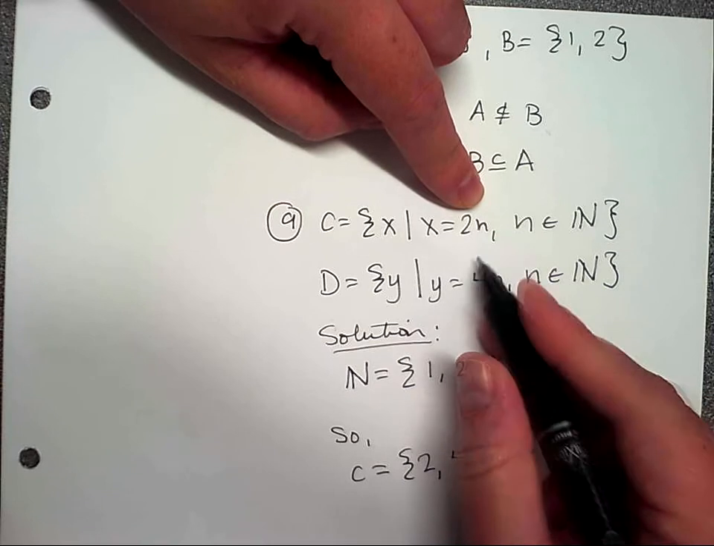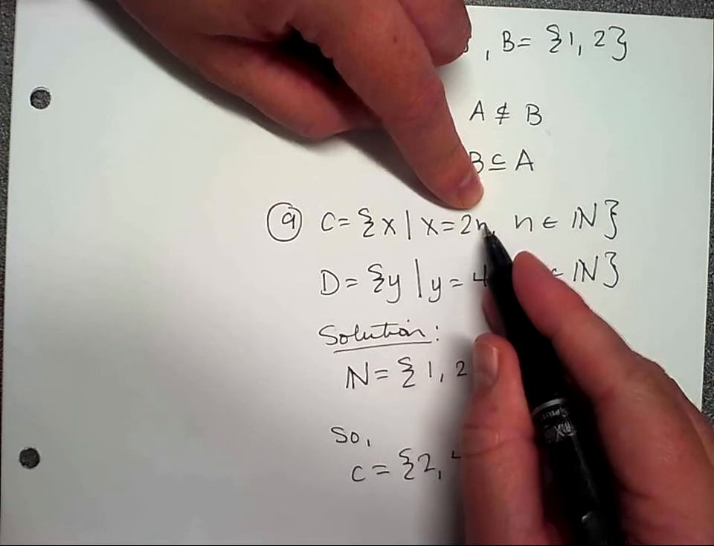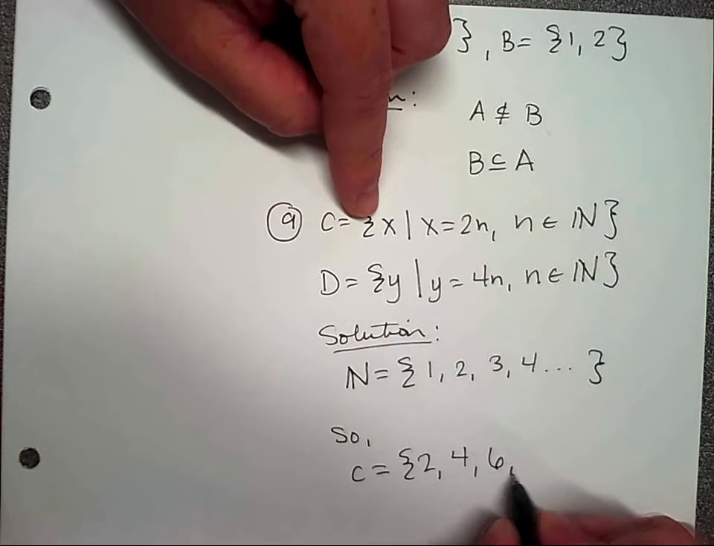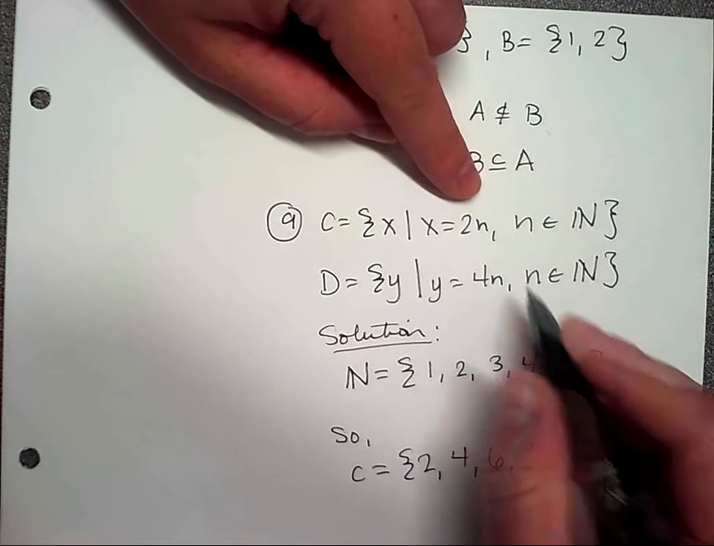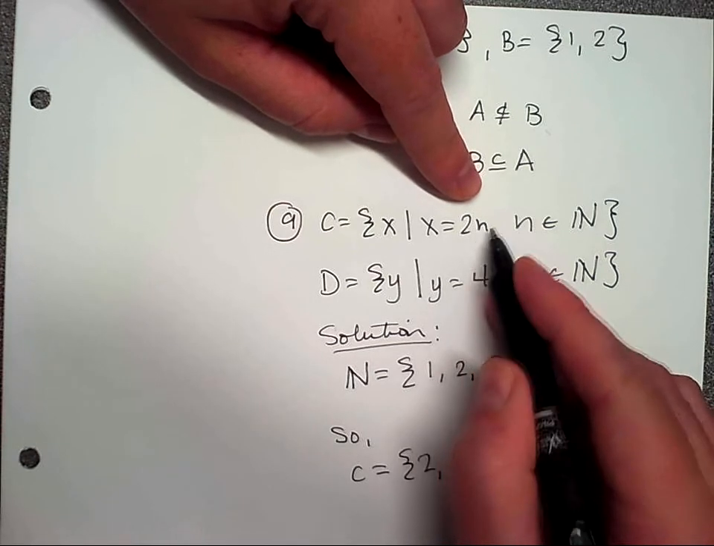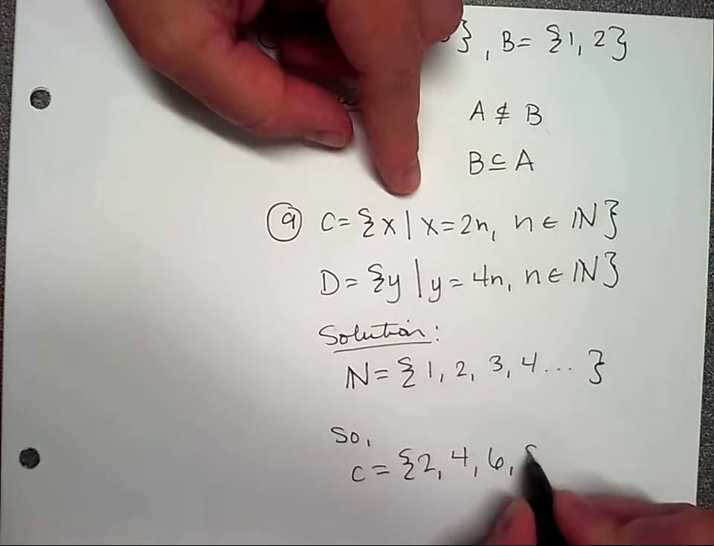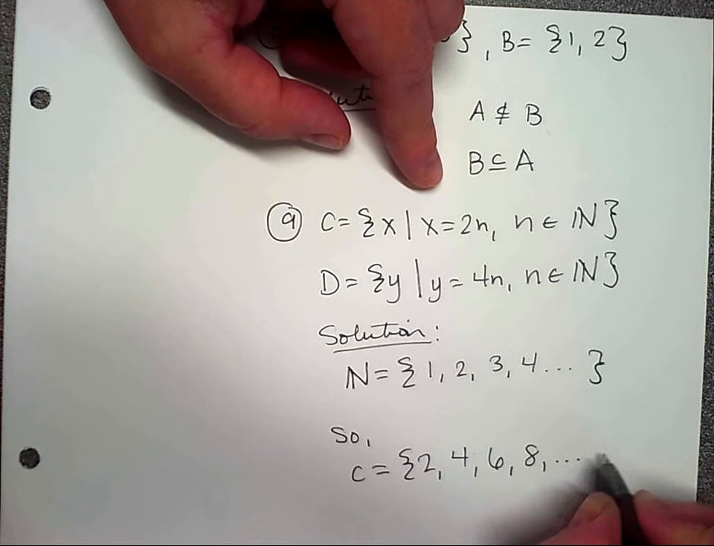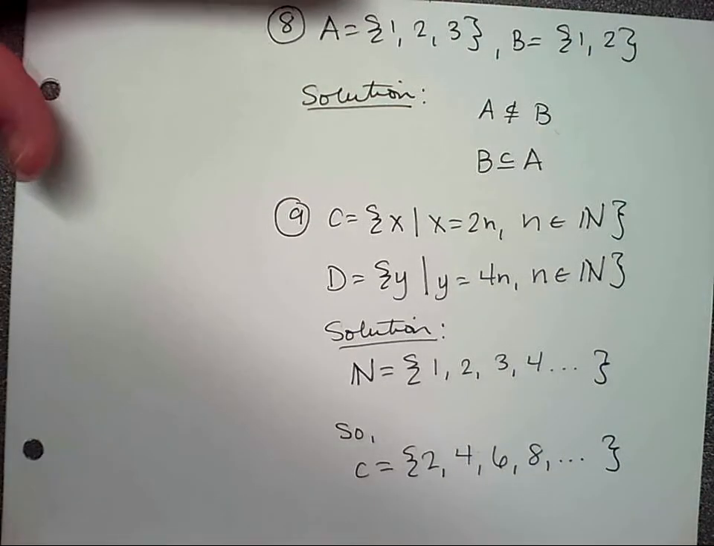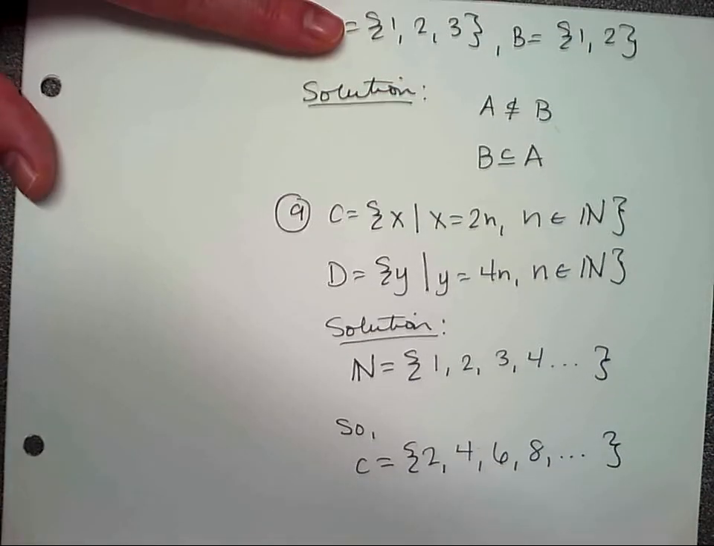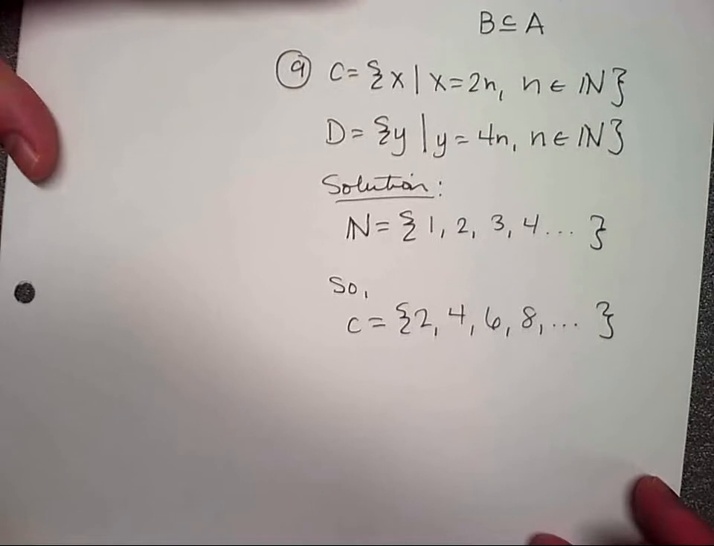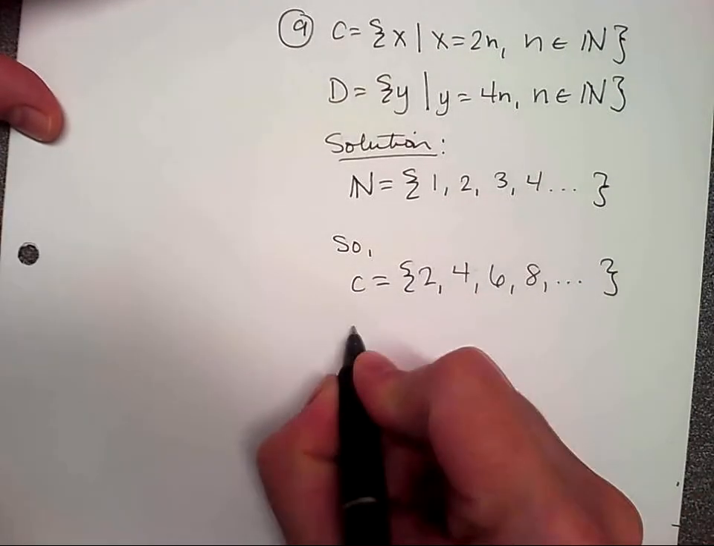Now 3, I'm plugging 3 in for n. 3 times 2 is 6, so 6 is in C. Now I'm going to plug 4 in for n. 4 times 2 is 8, so 8 is in C. And then I have dot, dot, dot, so I'm going to continue with dot, dot, dot. All right, let's figure out what D is.